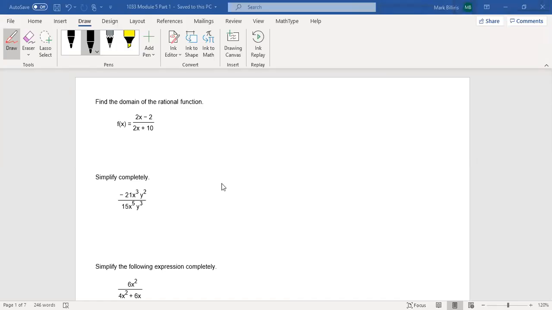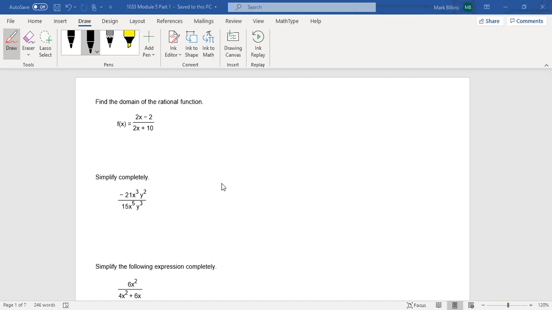In this unit, we'll be talking about rational expressions. Rational expressions and rational functions are just functions or expressions that deal with fractions. So we'll talk about reducing or simplifying, multiplying and dividing, adding and subtracting, and even solving equations that are rational.